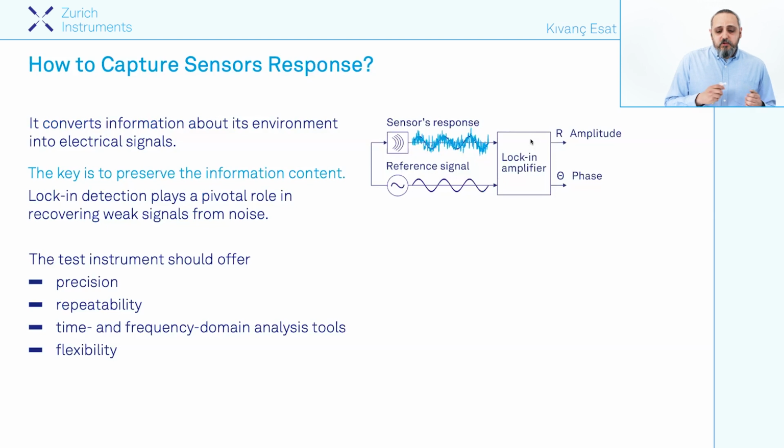So let's go back and look at how to capture the sensor's response. As we discussed, we are looking at electrical signals the sensor converts to, and the key here is to preserve this information content. Very often we use lock-in detection for this. This allows us to capture very weak signals, as you can see as the blue signal here, the important information we need. Such a test instrument should be precise and give us repeatable results. It gives us time and frequency domain control tools, and should also be flexible enough to do other things.